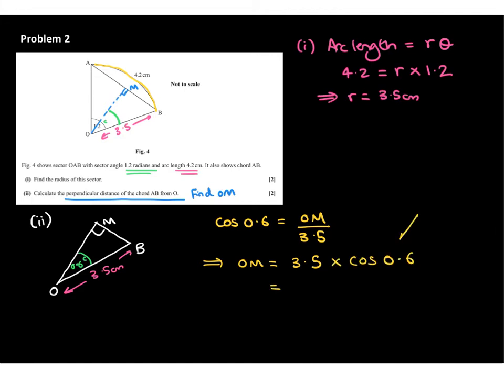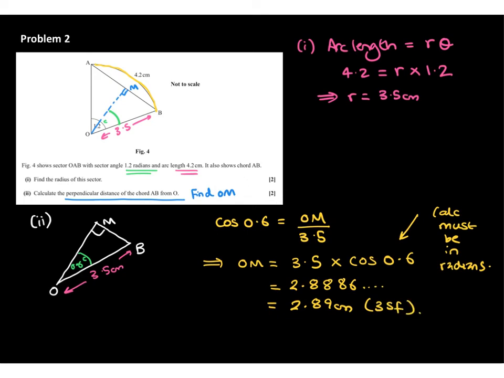Now, your calculator must be in radians, okay? So again, as I keep emphasising, don't bother trying to convert the angle to degrees and then use your calculator in degrees mode. The question is in radians, your calculator should be in radians mode. So I want you to just input this into your calculator straight away, and you see that you get 2.8886... So 2.89 centimetres to 3 significant figures if you've done the calculation correctly.